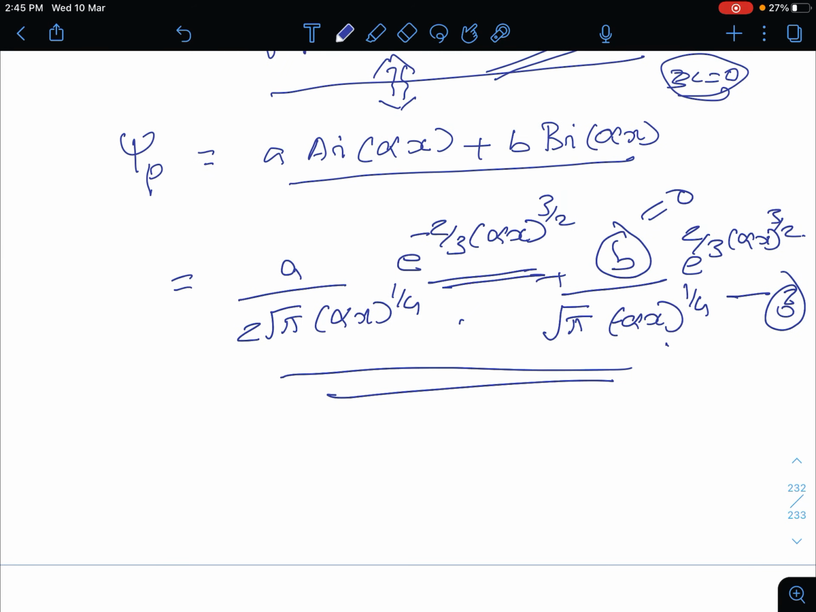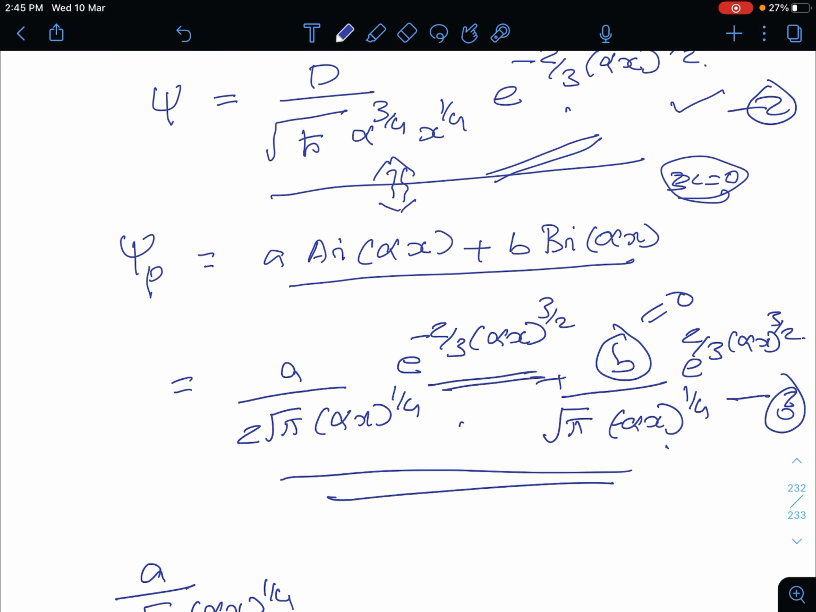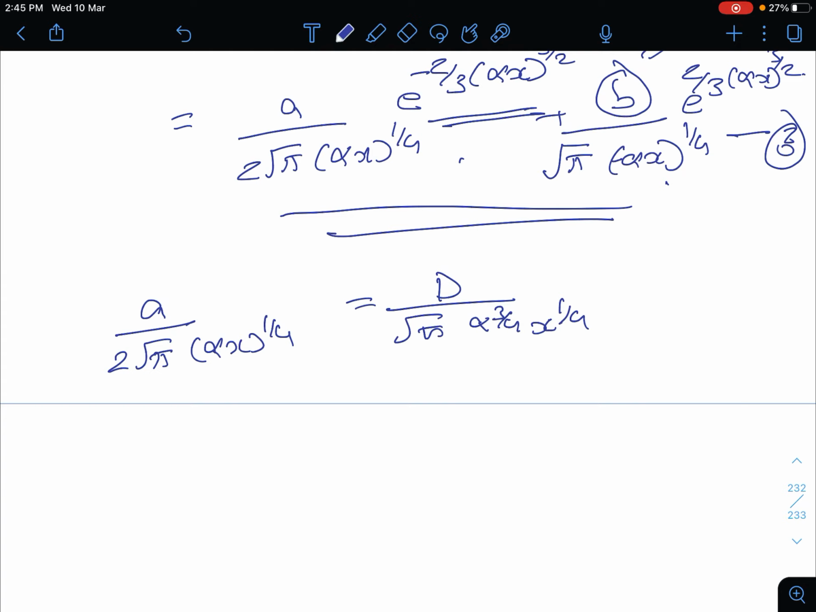So what remains is a by 2 root pi (alpha x) all raised to 1 by 4 is equal to d divided by root h cross, alpha raised to 3 by 4, x raised to 1 by 4. Okay, x raised to 1 by 4.